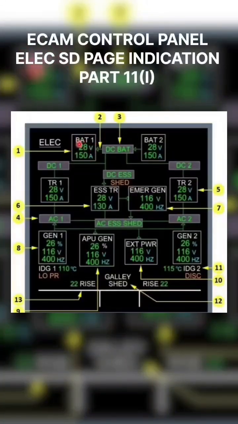The battery voltage is normally green, and this will also become amber if the voltage is more than 31 volts or less than 25 volts. And the battery current will normally be green, and becomes amber if the discharge current is less than 5 amperes. So this will also become amber. So this is all about the push button of the battery.